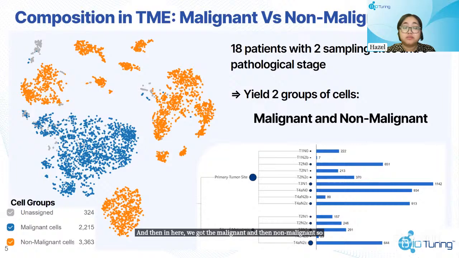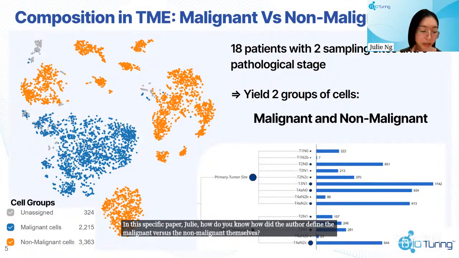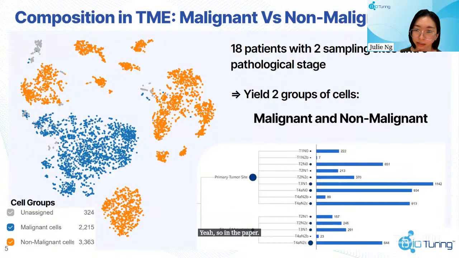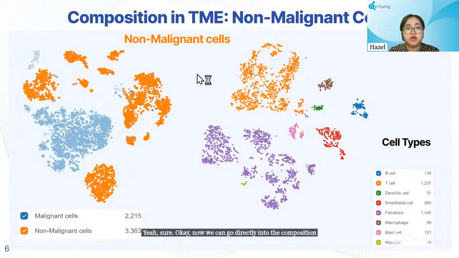So in this specific paper, Julie, how did the authors define the malignant versus the non-malignant cells? Yeah, so in the paper, the authors defined malignant cells as those cells expressing a high copy number variation, or CNV, whereas non-malignant cells don't express very high CNV. Additionally, they also used a couple of epithelial markers to identify the malignant cells, because epithelial tissue is the primary origin of these malignant cells. Yeah, sure. Okay. Now we can go directly into the composition of non-malignant cells.